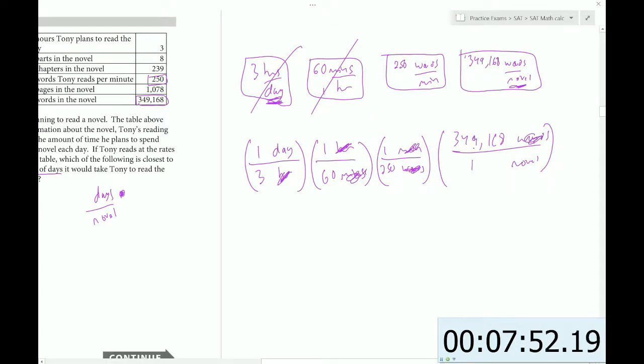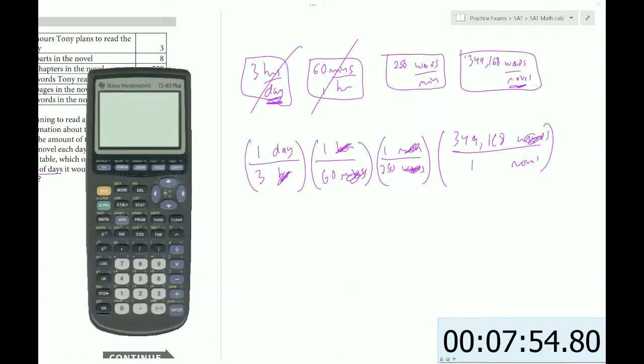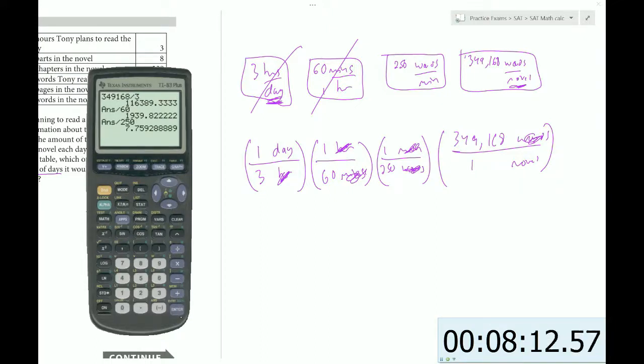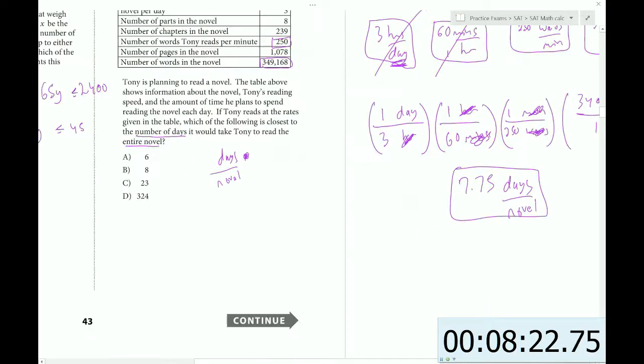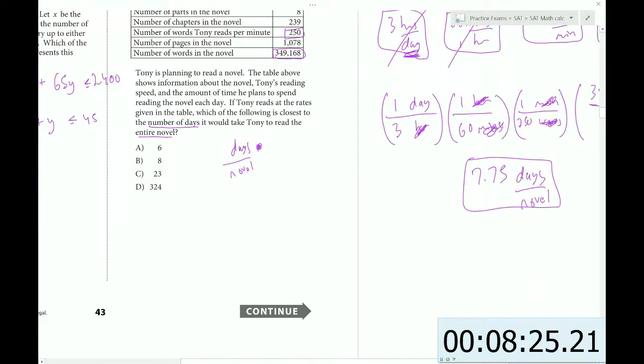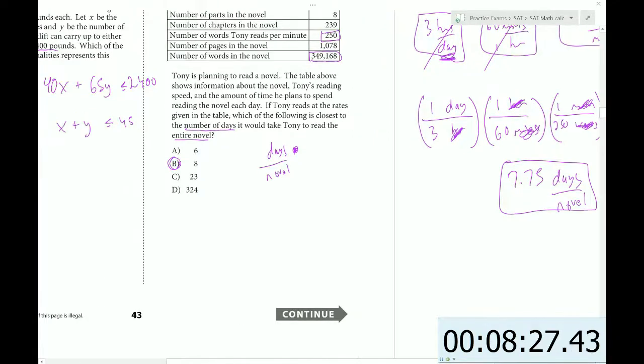So now let's get the calculator out for this. So 349,168. We divide that by 3. Okay, we also divide it by 60. And we also divide it by 250. Right, so we get 7.75. Now the reason why I did them all separately is because if you don't, you may end up multiplying on accident. Okay, so that's pretty much 8 days. All right.